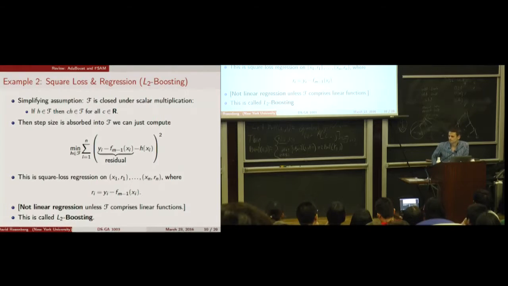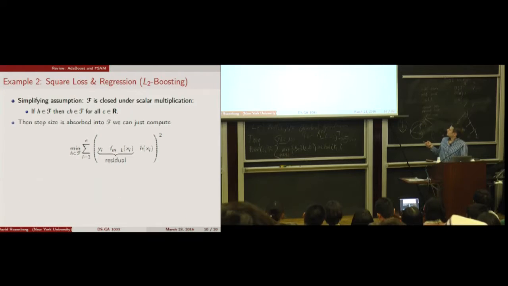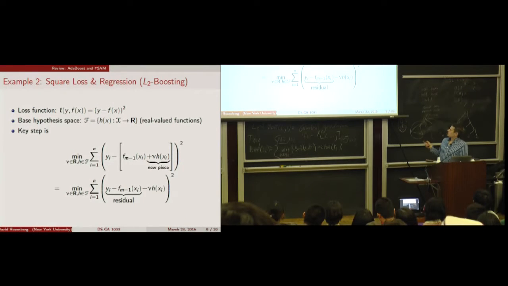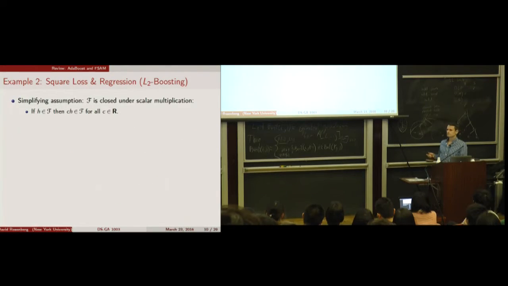Yes. Well, what I mean by the step size being absorbed is that here we're minimizing over nu and h. I'll call it v and h. All right, so if the hypothesis space over h is an F, so if F has all possible rescalings of h, then any v you came up with to get vh, well, vh would be in F itself, so you could have found that directly. That's what I mean. Good question.